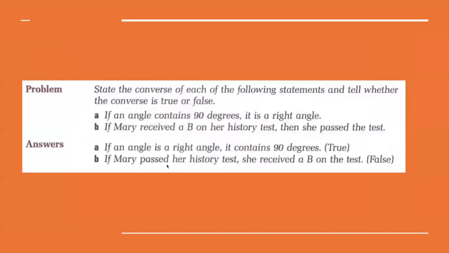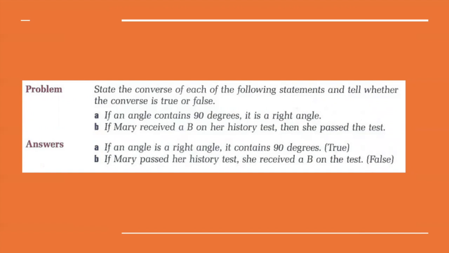Here's our problem. State the converse of each of the following statements and tell whether the converse is true or false. A: If an angle contains 90 degrees, it is a right angle. The converse of this statement would be if Q, then P. So it would be if an angle is a right angle, it contains 90 degrees, which is true.